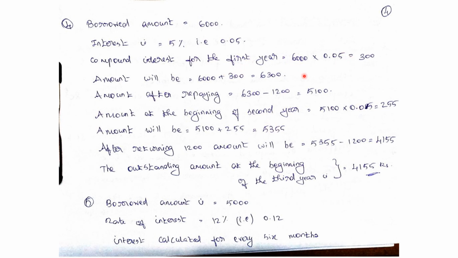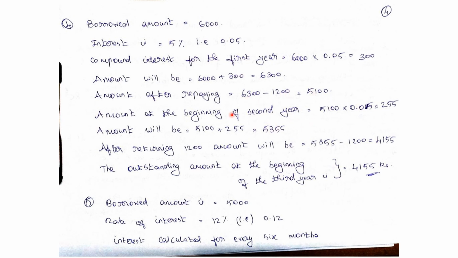Compound interest for the first year: 6,000 into 0.05, we get 300. So the amount will be 6,300, that is 6,000 plus 300. Amount after repaying: he is repaying 1,200 every year, so we need to minus 1,200 from 6,300.